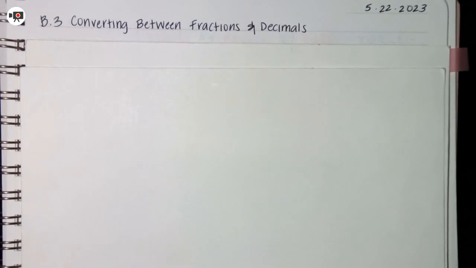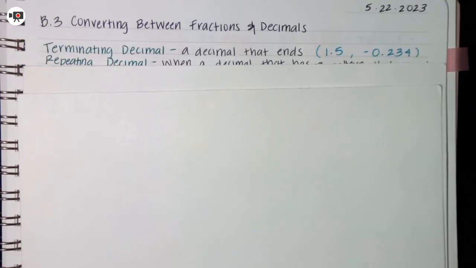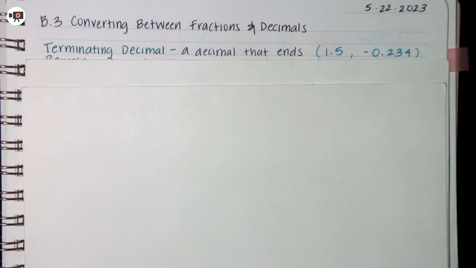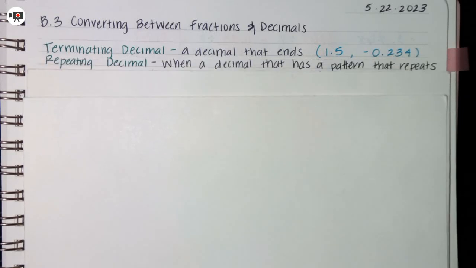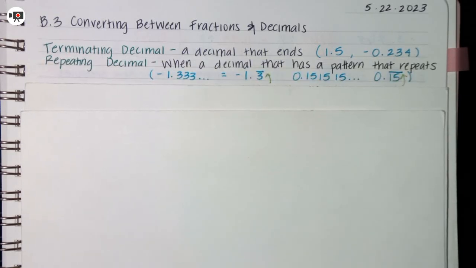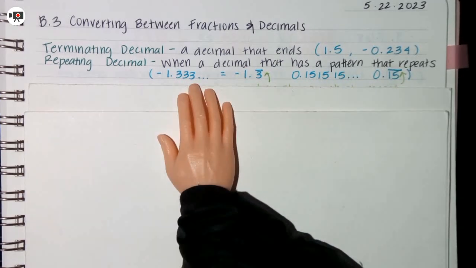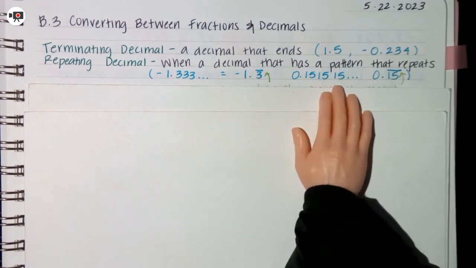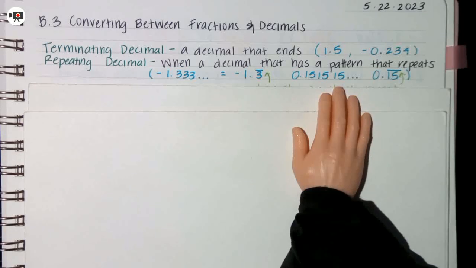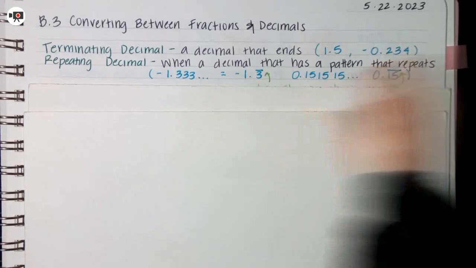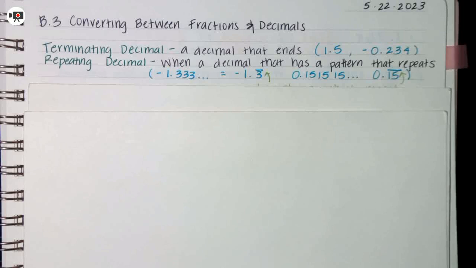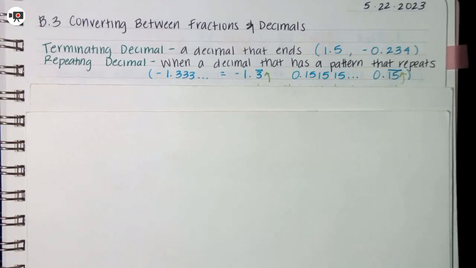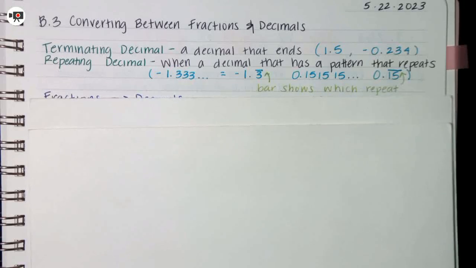This is B.3, converting between fractions and decimals. A terminating decimal is a decimal that ends, and a repeating decimal is a decimal that has a pattern that repeats. It could be the same number over and over again, or it could be a pattern of numbers. And whichever numbers get repeated are the numbers that get a bar over them in our answer, so that I don't have to write as many as I can on the page.